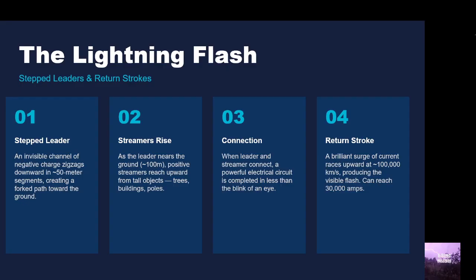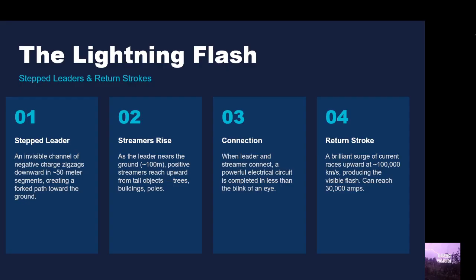1. Stepped leader. An invisible channel of negative charge zigzags downwards in 50-meter segments, creating a forked path towards the ground. 2. Streamers rise. As the leaders near the ground, within 100 meters, positive streamers reach upwards from tall objects: trees, buildings, and poles.